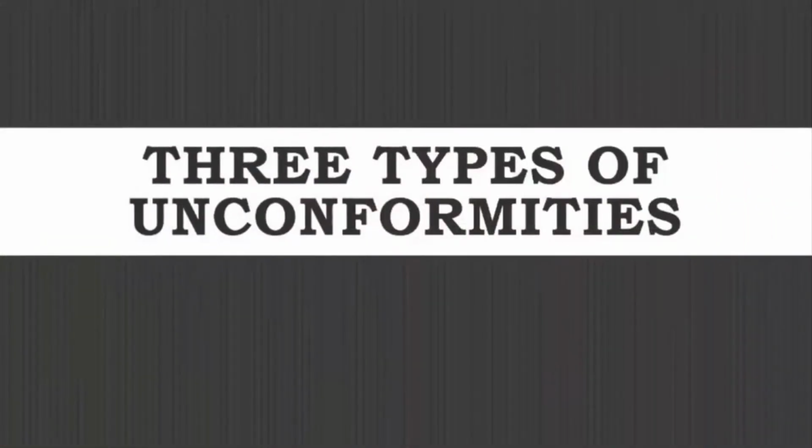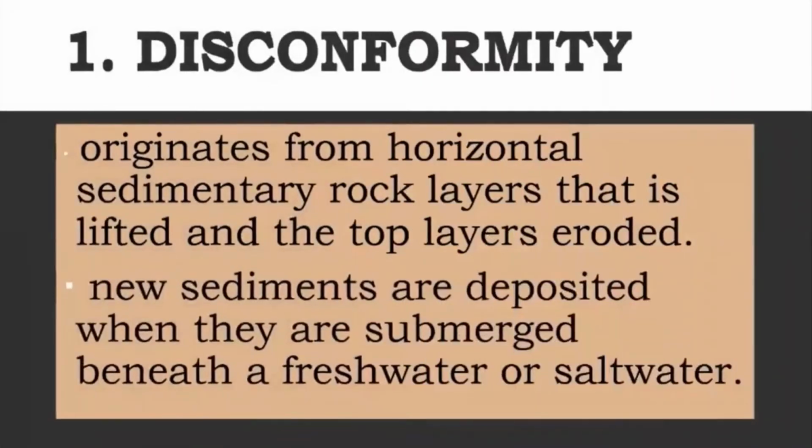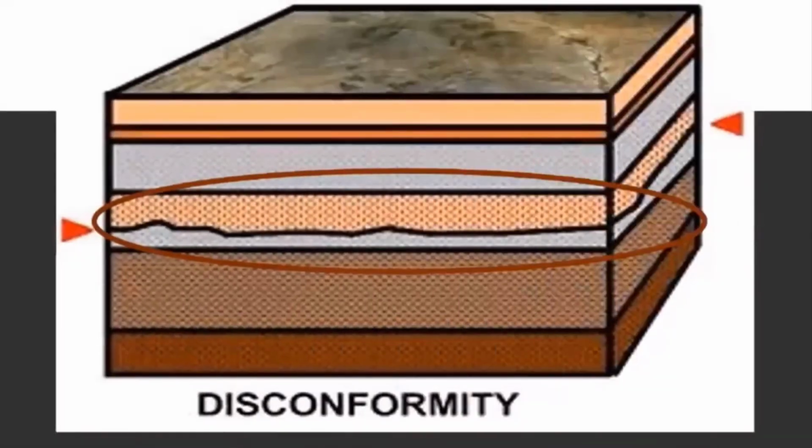So there are types of unconformities. The disconformity originates from horizontal sedimentary rock layers that are lifted and the top layers eroded, and then new sediments are deposited when they are submerged beneath fresh water or salt water. Like what happened here, you will see at the middle layer, there was deformity.